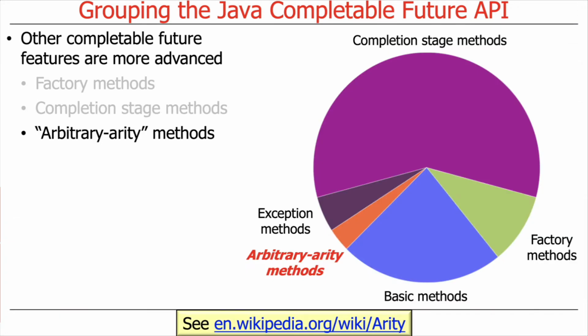Next group of methods are called arbitrary-arity methods. That's a funny name. Arity is just a means of saying how many parameters can be passed to a method. So we're all familiar with unary, which takes one parameter, or binary, which takes two, or trinary or ternary that takes three. So arbitrary-arity just means it can take an arbitrary number of parameters. And this is typically implemented by using something called the var_args feature, which allows you to have a variable-sized array of parameters that are passed to a given method.